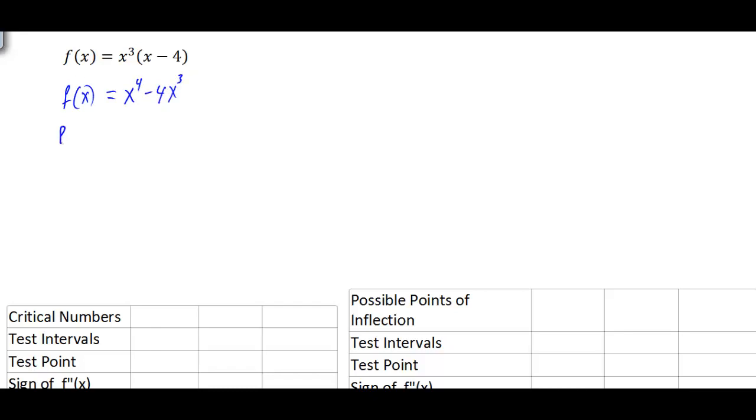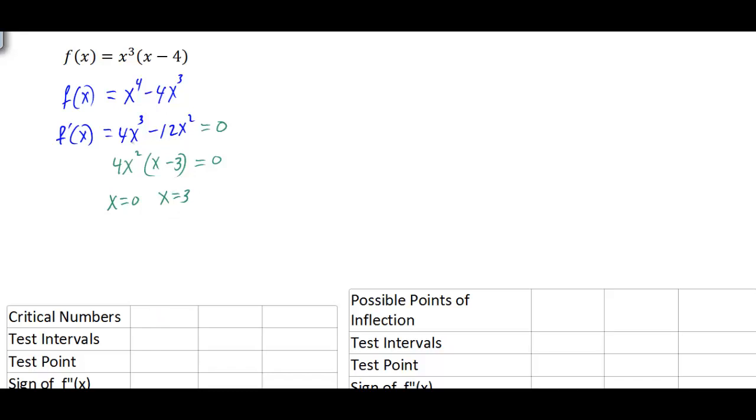So now when we take the derivative, we would have 4x cubed minus 12x squared. So there's our first derivative, and like before, we're going to set that equal to 0 and solve for x. Here we can factor out a 4x squared, and we will be left with x minus 3 equals 0. If we set each of these equal to 0, 4x squared equal to 0, we would have x equals 0. And then, of course, here we get x equals 3. So that's going to give us our critical numbers.